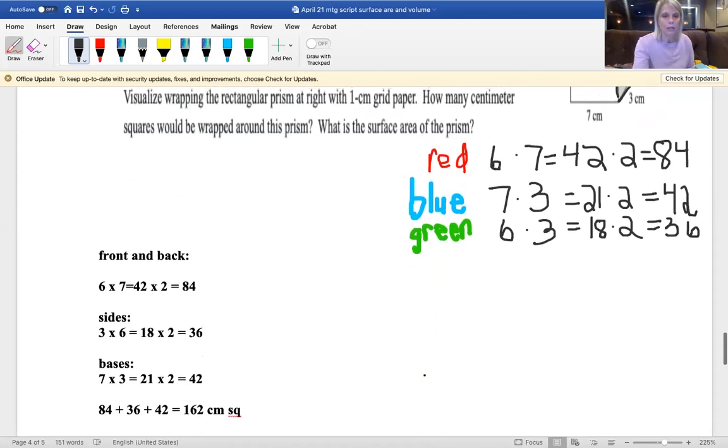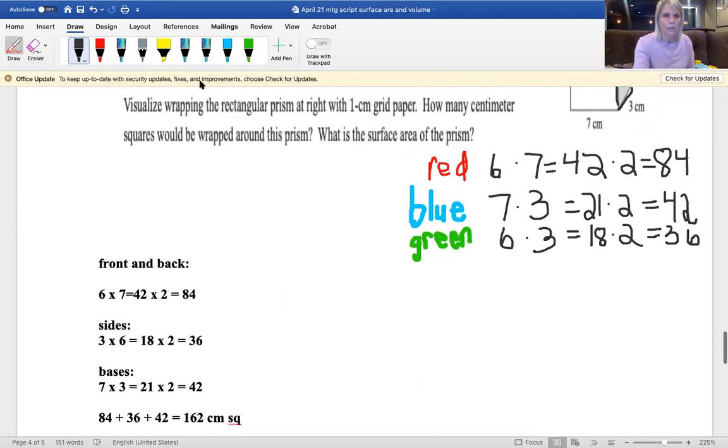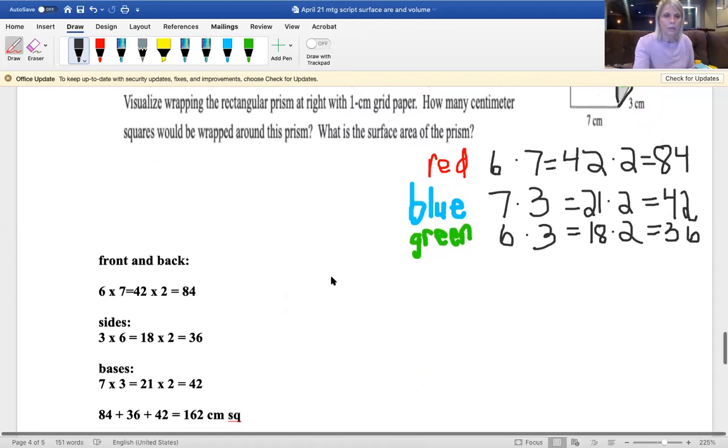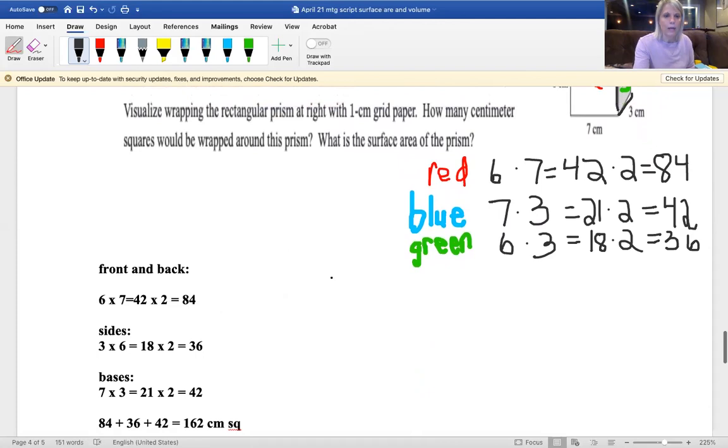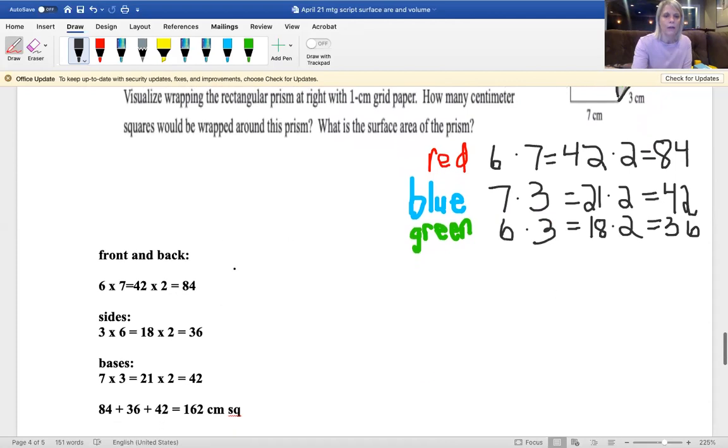So when you add everything up and you label it appropriately, it would give you an answer, as I'm showing you down here. This is what you should have. That's all the work we did. So we had the front and back was 6 times 7 is 42 times 2 is 84. We had the 36, we had the 42, and for the final area, you just add up all these sides and you get 162 centimeters squared, or centimeters with a little 2, not cubed. That's the big mistake I see. Don't confuse volume and surface area.